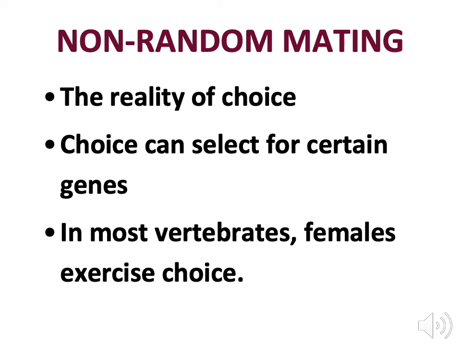And if you select for particular genes, like the genes in the big-horned deer, the only way those genes ultimately get established in the population is if they're selected for through natural selection over the long term. So just as in the case of gene flow, the selection for certain genes in non-random mating isn't going to mean a hill of beans unless it's acted upon by natural selection.